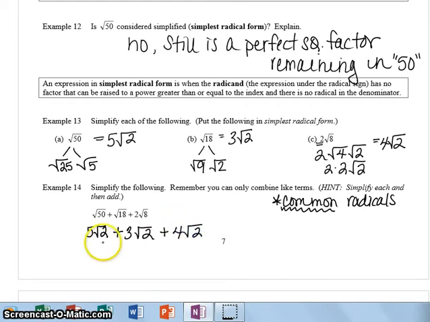So now they have a common radical of radical 2, so you keep it. So radical 2 stays. Do not go 2 plus 2 plus 2 and give me radical 6. That stays. Then you're just going to take your coefficients. You have 5 plus 3 plus 4. So 5 plus 3 is 8 plus 4 is 12. So my answer is 12 radical 2.